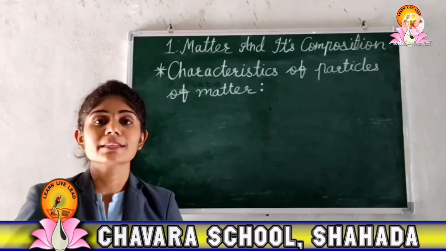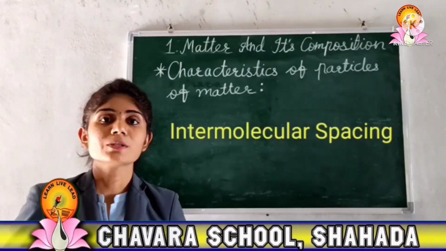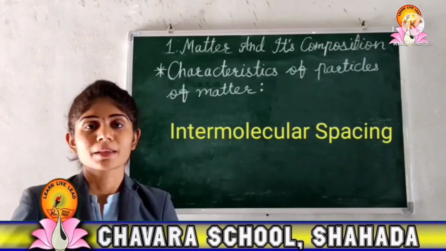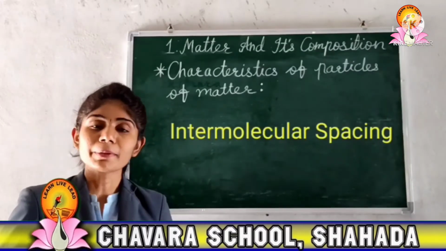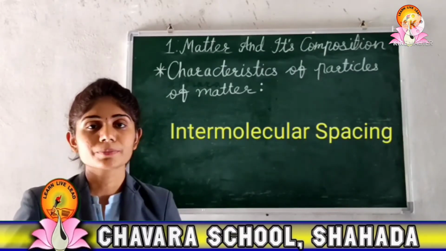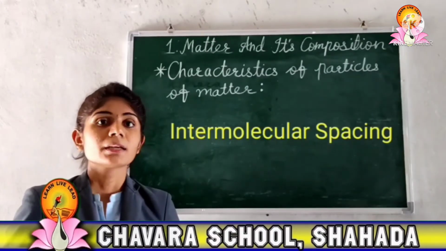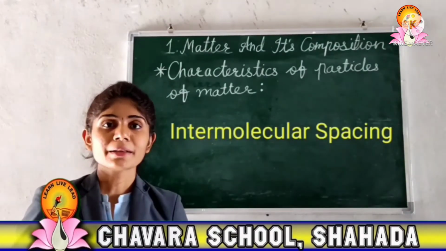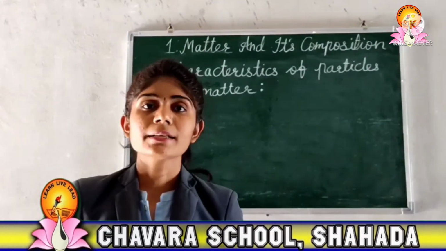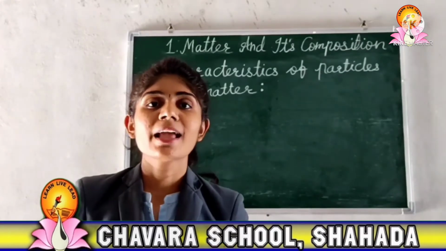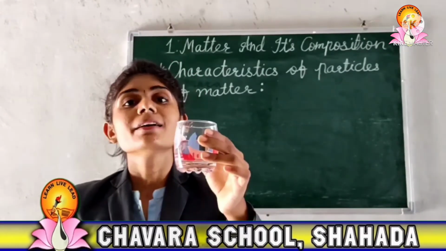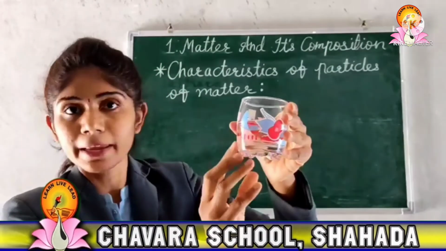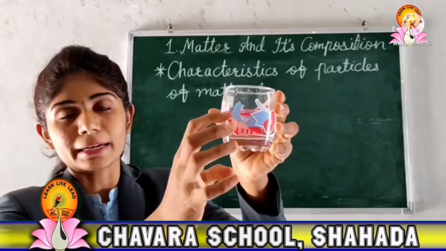So first characteristic is intermolecular spacing. The molecules have space between them, and that spacing is different in different states of matter, and the space between the particles of matter is called intermolecular spacing. Now let's see a simple activity based on these characteristics. I took here a glass which is filled with water, and it is filled up to a particular mark.